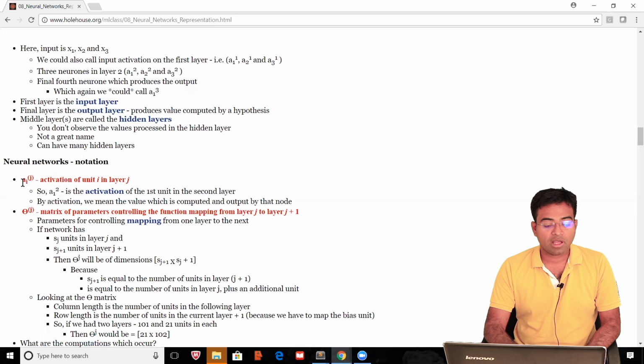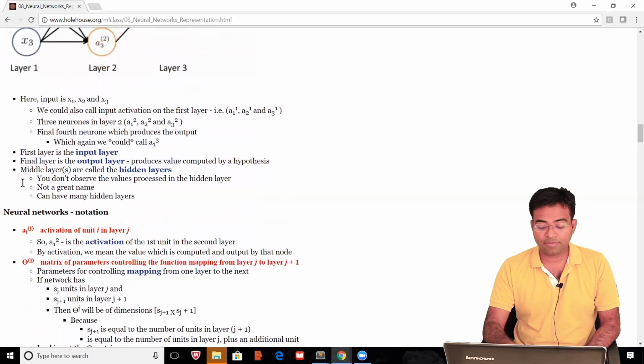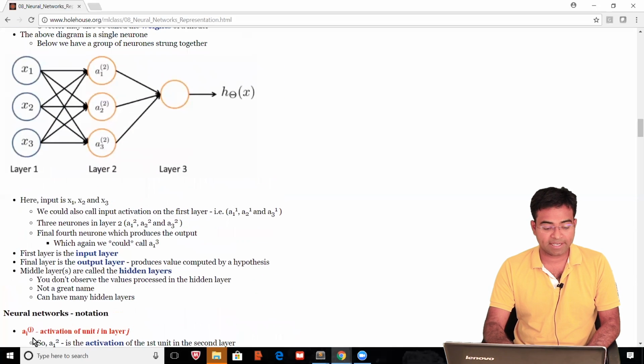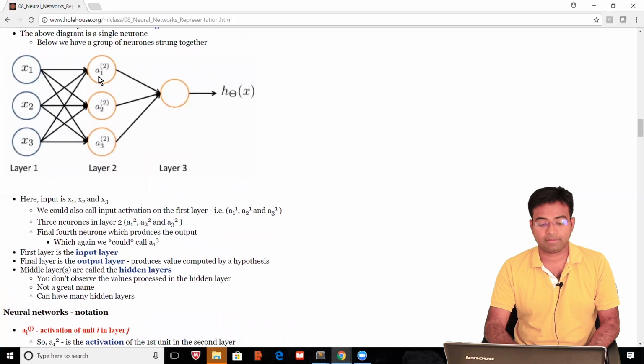As you saw here, these are known as activations. So this A_ij, where i is the unit. In this case, you can see unit 1, unit 2, unit 3, and the layer is j. This is the second layer. You can see the value on top of it, 2, 2, 2, is the layer number. This is the unit number. So these are known as activation units.